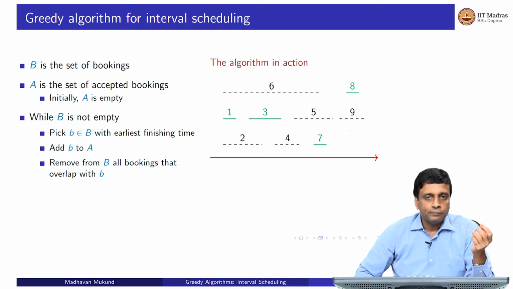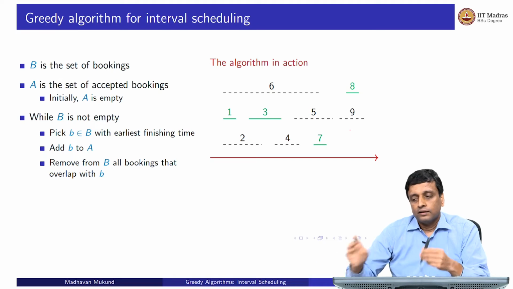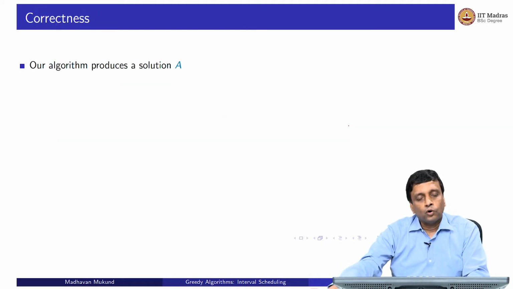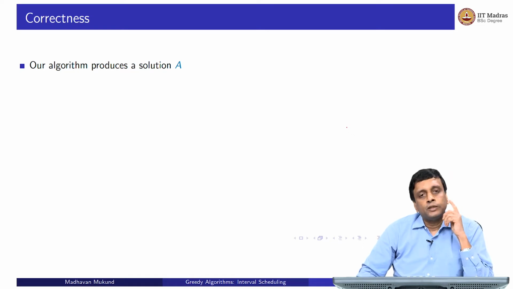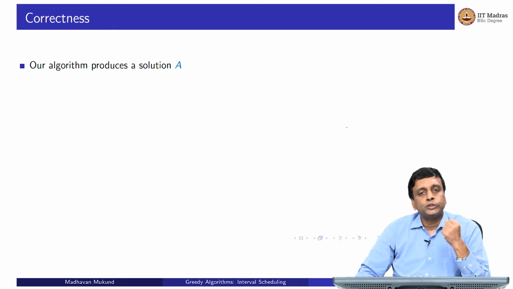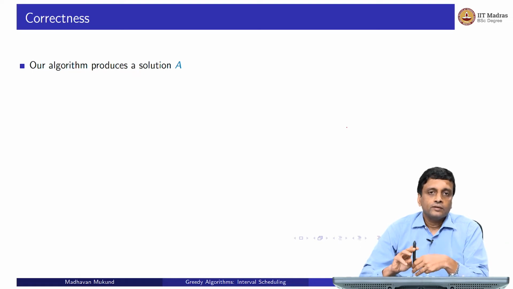It looks among all the remaining ones which one has the earliest finishing time, picks it up, and then rules out everything else. Right? So this is the greedy algorithm, and what we want to argue now first is how to show that this actually produces the largest subset of compatible jobs. Right? So we saw that the algorithm takes a set of bookings B and it produces a solution A by following this greedy strategy, but why is this optimal?